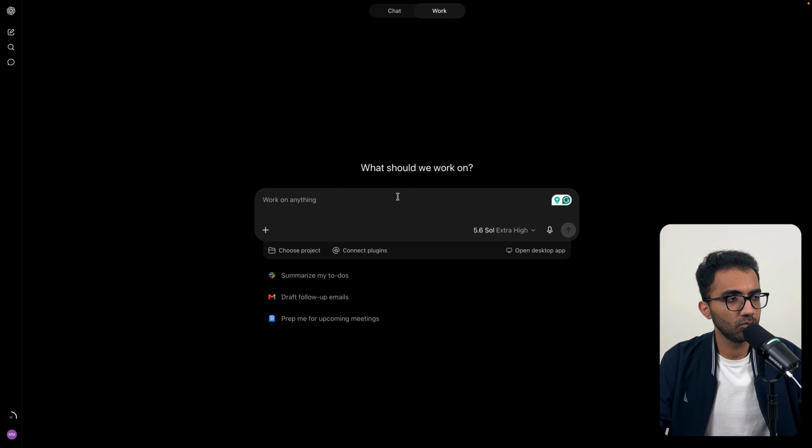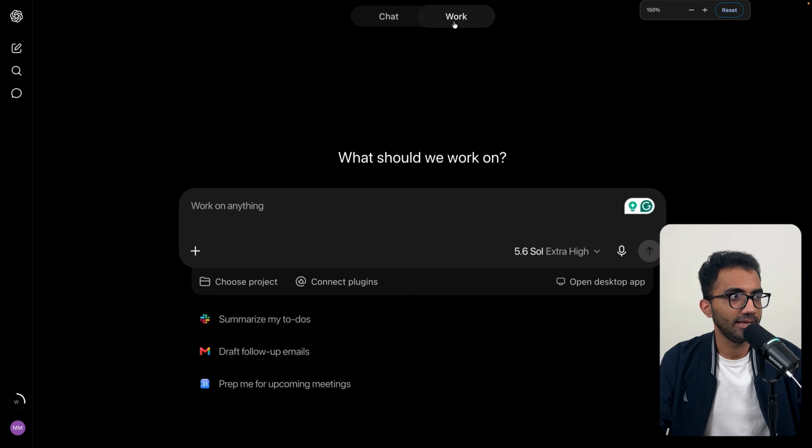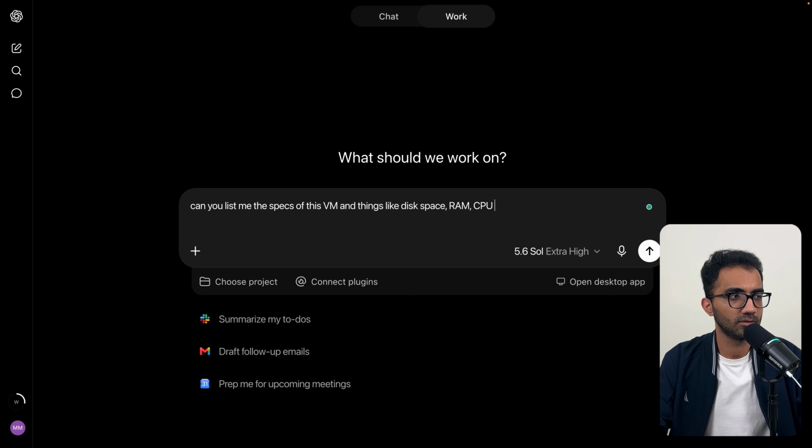So how this effectively works is that either you can use the desktop app or you can use it in the web terminal interface as well, or on your mobile phone as well. So right now I'm going to go ahead and say in the work tab, and because I'm inside browser, it's automatically using the cloud VM. Can you list me the specs of this virtual machine and things like disk space, RAM, CPU, etc.